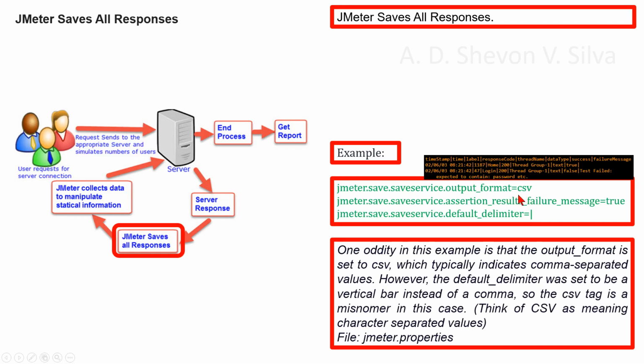Legitimate values are XML, CSV, db, but only XML and CSV are currently supported, default to CSV. Here, jmeter.save.saveservice.assertion_results_failure_message: true when field should be saved, false otherwise. Assertion_results_failure_message only affects CSV output, default to true.